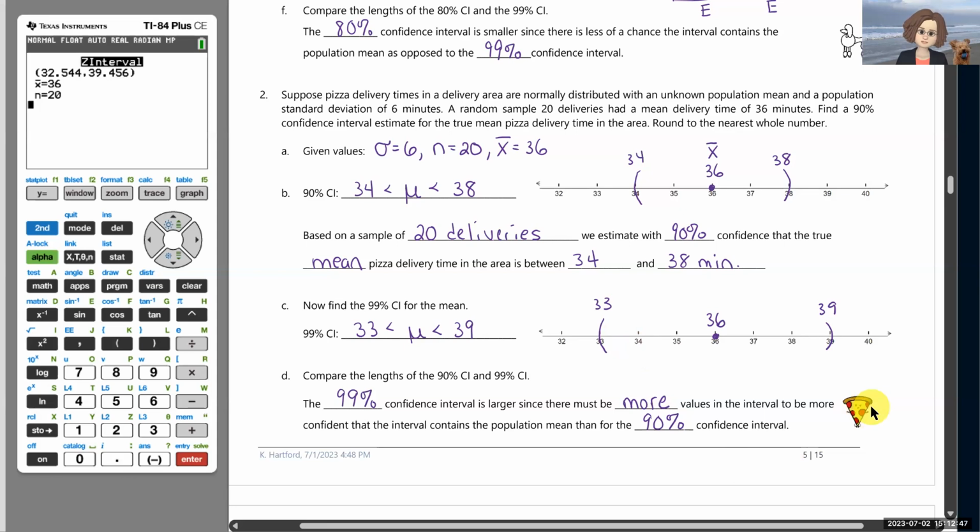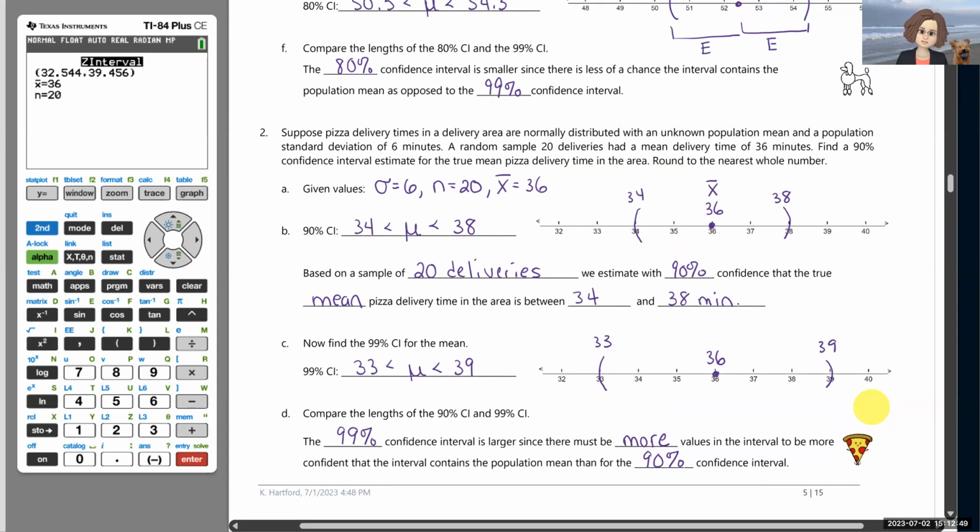All right, and next we will address questions where we are actually given the data. So just to end here, these 20 deliveries that they considered, all they told us was the sample mean. They didn't give us the times for each of the 20, and we'll take a look at those types of problems next.